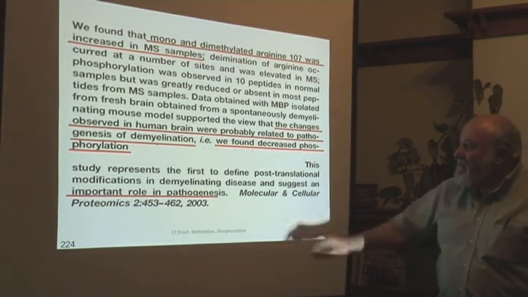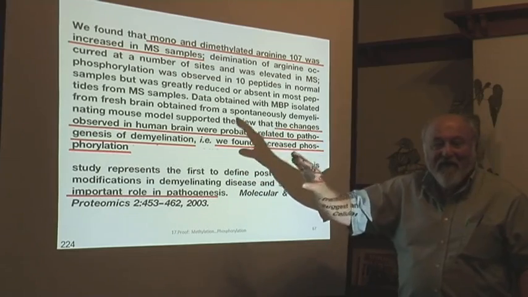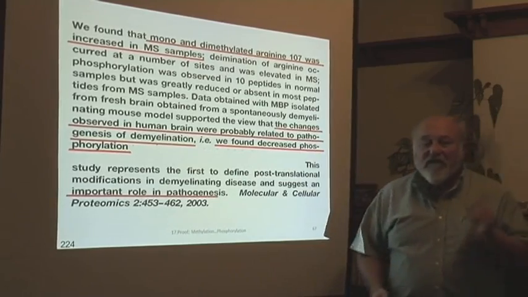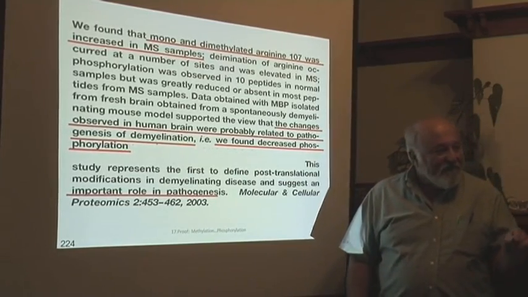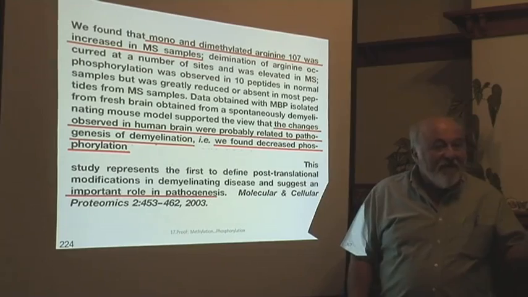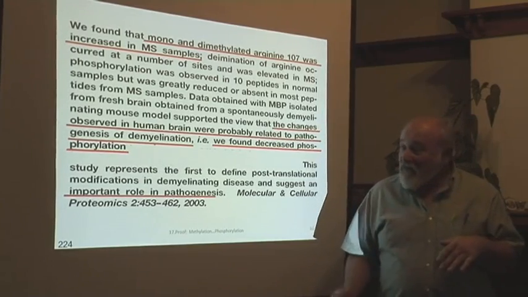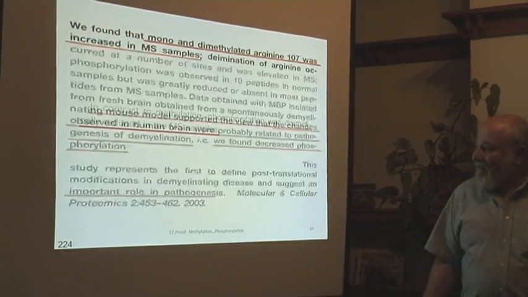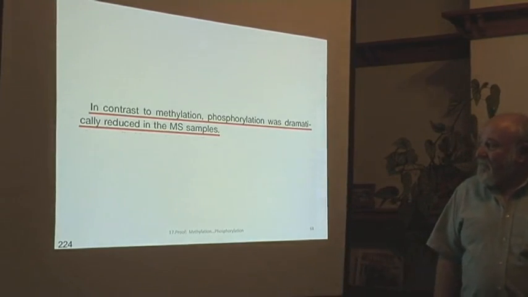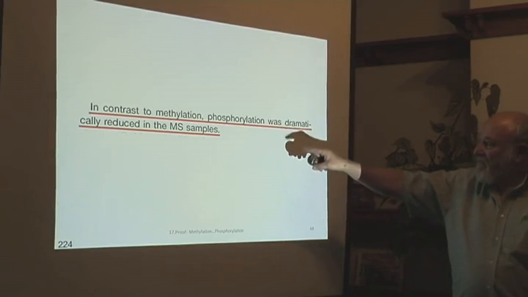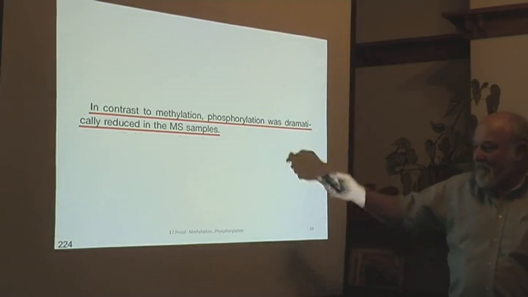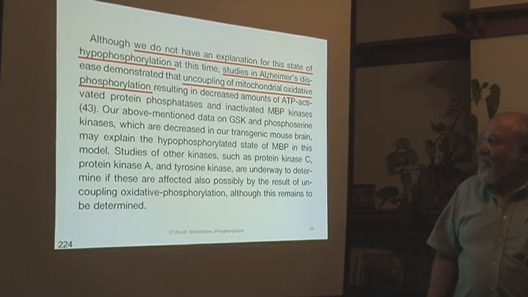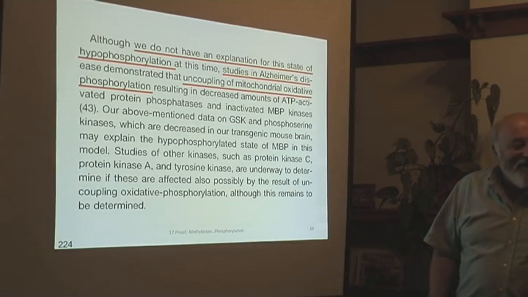We found another thing they found, decreased phosphorylation. What decreases phosphorylation? Formaldehyde. That's it. So the two changes that occurred in these brains, done by this exquisite study, in contrast to methylation, phosphorylation was dramatically reduced in the MS samples. Again, the same study. And here's what the bottom line was.